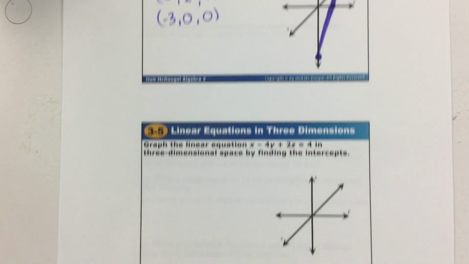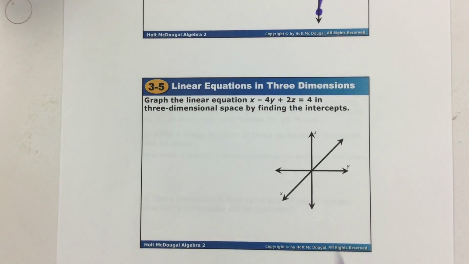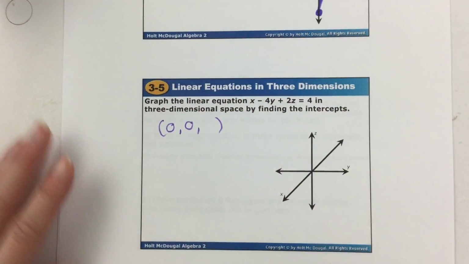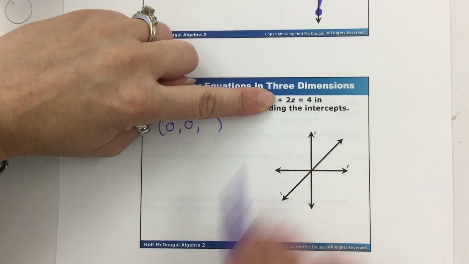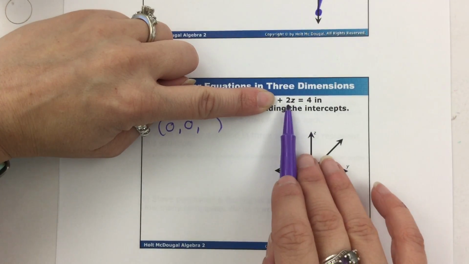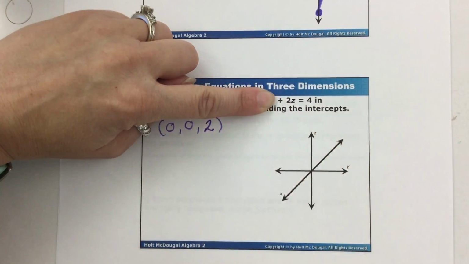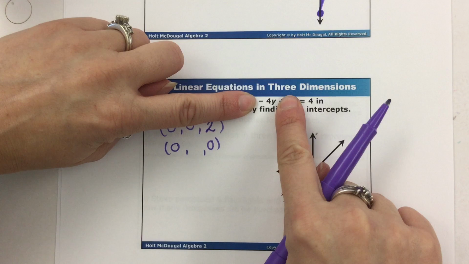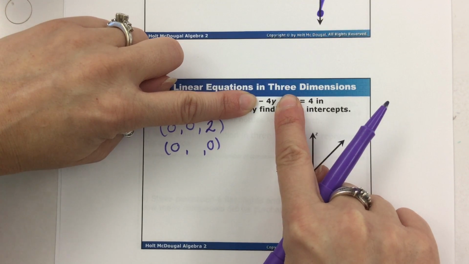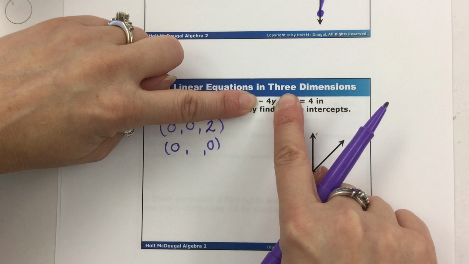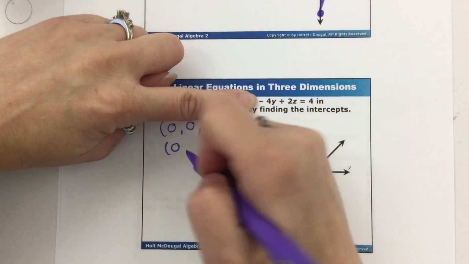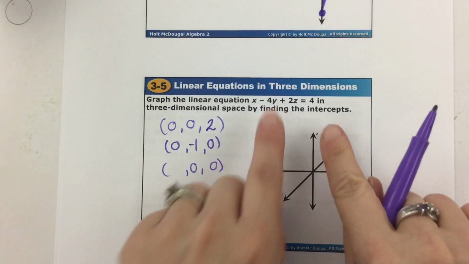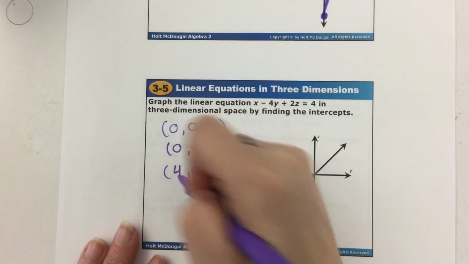Okay, let's do another one. If they want you to graph this equation, that's when you need your intercepts. So if I put in a 0 for x and a 0 for y, this is what I would have remaining. 2z equals 4. Divide by 2, 4 divided by 2 is 2. If I put in a 0 for x and a 0 for z, the x and the z would cancel. I would have -4y equals 4. If I divide both sides by -4, 4 divided by -4 is -1. If I put in 0 for y and 0 for z, I have x equals 4.